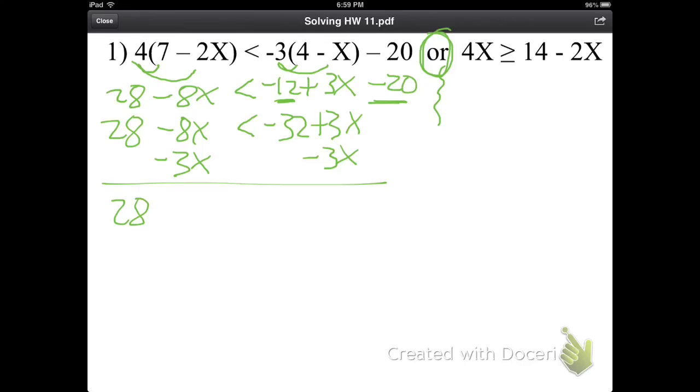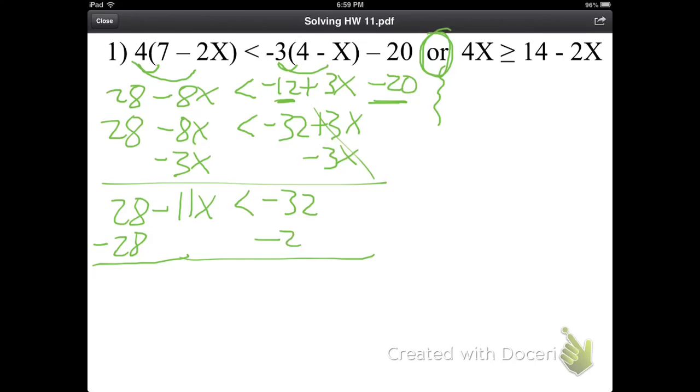Now we got 28 minus 11x, because negative 8x minus 3x is negative 11x. And the right side just has the negative 32. There's no more 3x. Okay, I'm still choosing my left side to have my variable, so I need to get rid of the 28. I do that by subtracting 28 from both sides. Now I got negative 11x is less than negative 32 minus 28. You're basically adding those numbers together and then putting the negative in front.